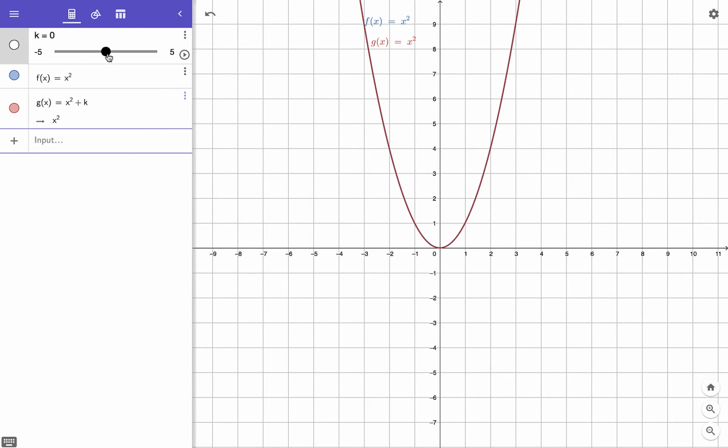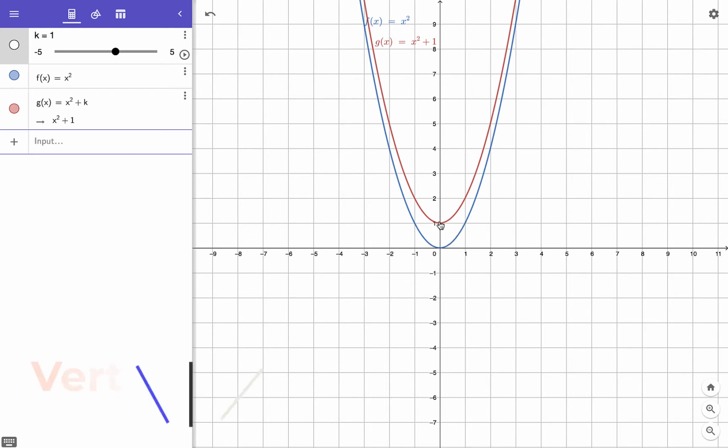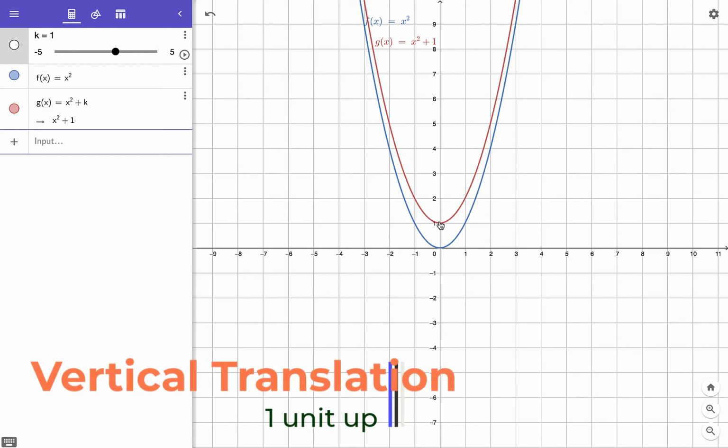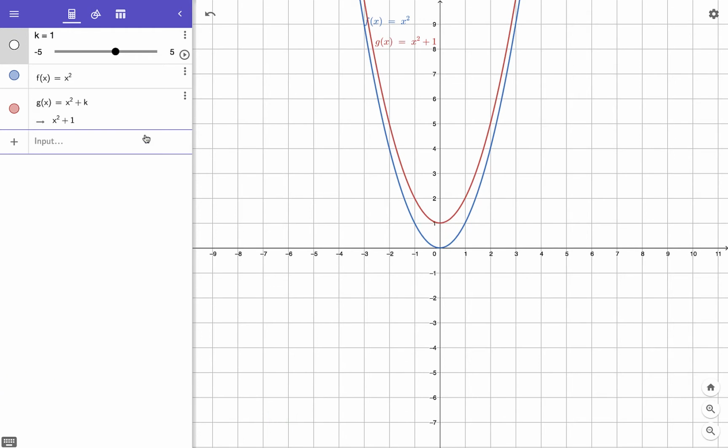At this position, k is 0. If I increase the value of k, such as k equals 1, the function is x squared plus 1. You can see it here, g of x equals x squared plus 1. What happened? The graph of the parent function was shifted up 1 unit. So this is a vertical translation 1 unit up.